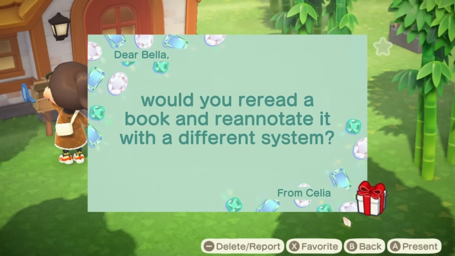Would you reread a book and re-annotate it with a different system? I don't know about the different system, but I would definitely reread an annotated book and add annotations on top of those annotations, which is something that I have already done. And take it from me, it's a really fun experience. It's kind of like you're fighting with yourself at times and then also agreeing with yourself, and also like, this girl has no idea what she's talking about. It's a really fun experience. It's very wacky at times, but I would 10 out of 10 recommend it.